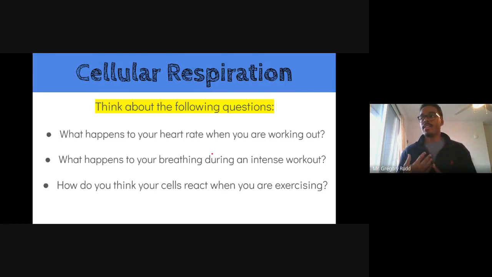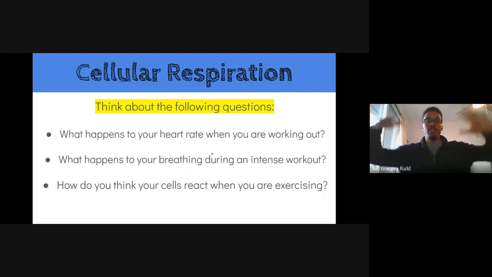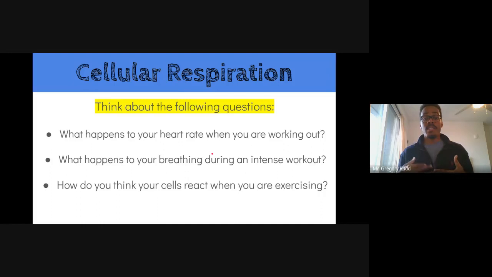Now, the thing about it is that in order for them to create energy, the cells need oxygen. Oxygen is like the fuel that our cells need to create energy. So that's why your heart rate goes up, and that's why your breathing rate goes up. You're breathing more to take in more oxygen. If you've ever played a sport and you're working out and your coach tells you stand up, put your hands on your head, don't hunch over, it's because you need to take in more oxygen. That gives you more energy.